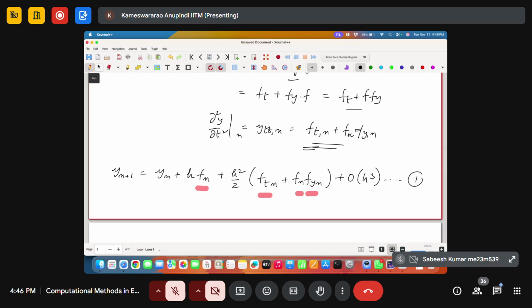And many a times the function is not visible to the procedures that we are calculating. For example, the structure of the function f of t, y is lambda y, or lambda square y square plus some alpha times t plus something. That structure of the function, we don't know many a times, right?